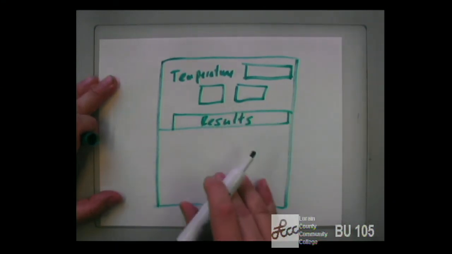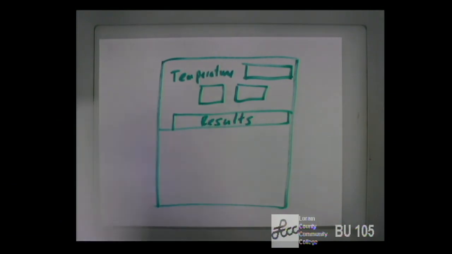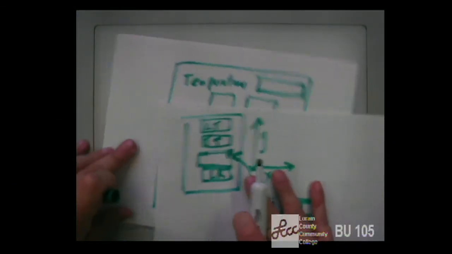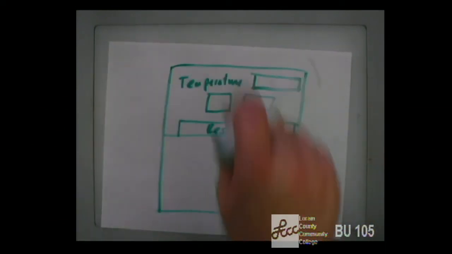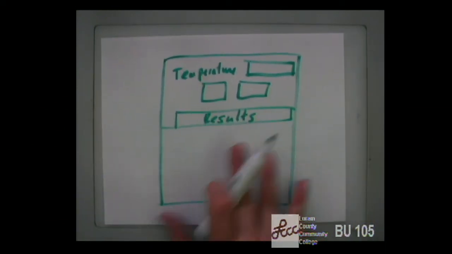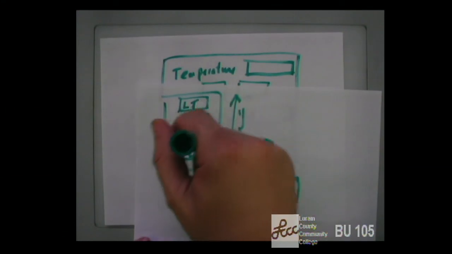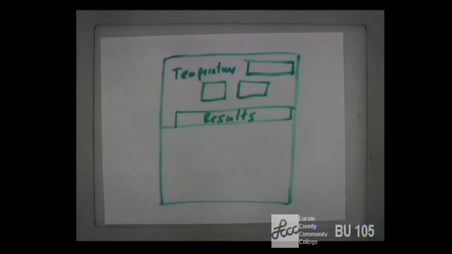So in other words, instead of like this, where the label for the temperature and the text box are on top of each other, I want them to be next to each other horizontally. But then I want that stacked on top of the buttons and on top of the results. How would I make that change? To have the label and the text box next to each other.